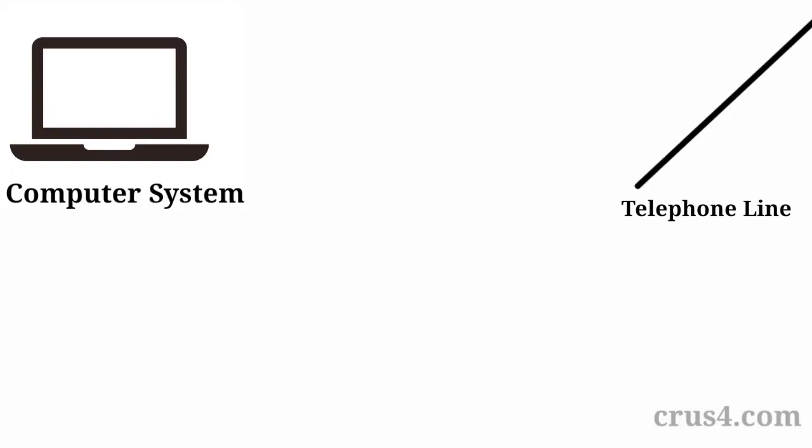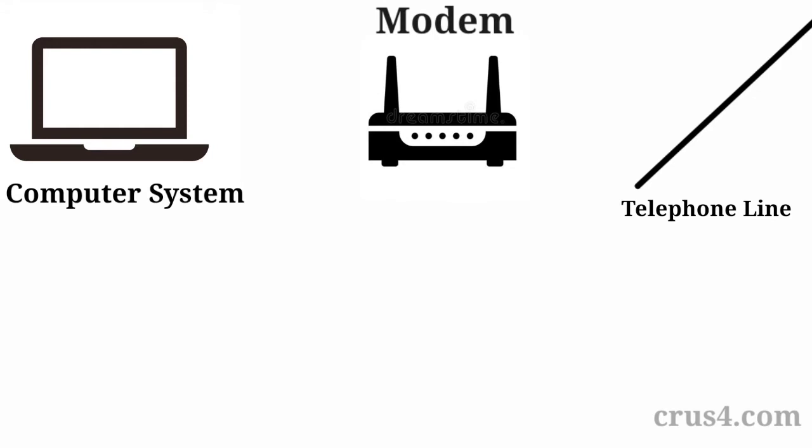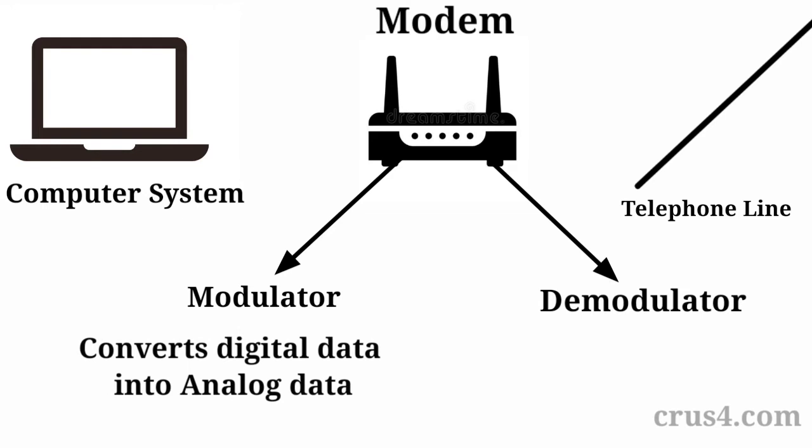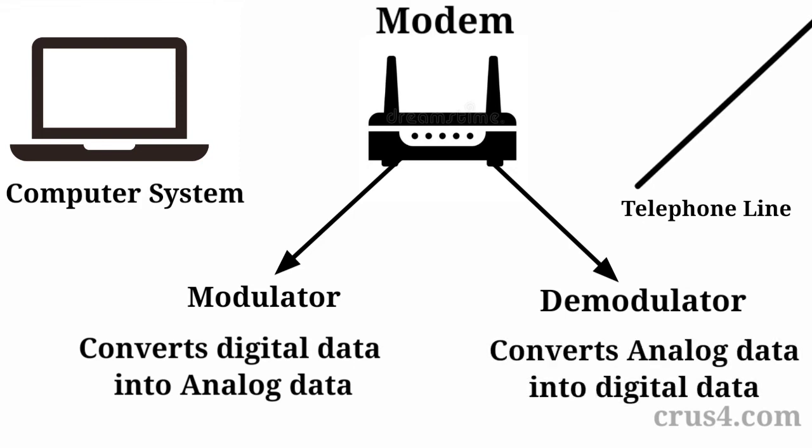Modem is a network device that is placed between the telephone line and a computer system for the purpose of sending or receiving data over telephone lines. Modem has two parts, modulator and demodulator. As we know, data stored on a computer is digital, whereas a telephone line can only transmit analog data. So the part of the modem called the modulator is used to convert digital data into analog data when the data is being sent by the computer. And another part of the modem called the demodulator is used to convert analog data into digital data.